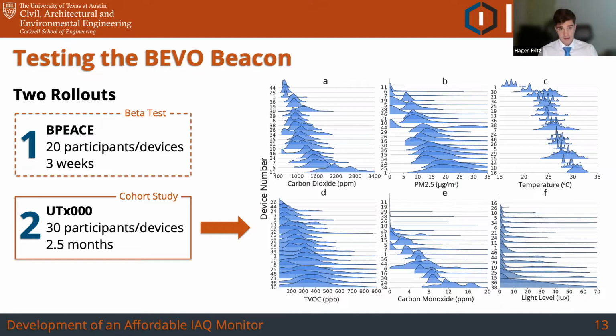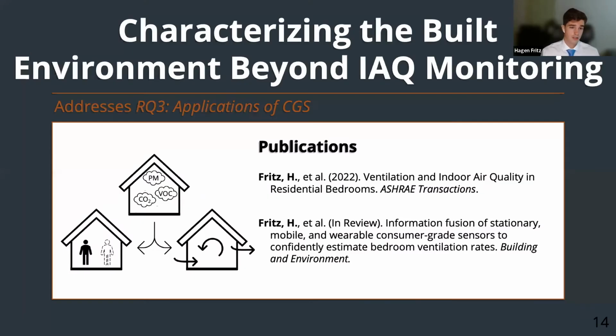So now that we have these measurements, we can start to do a little bit more unique analysis, like I said, by doing things like occupancy detection and estimating ventilation rates, rather than just showing the results like I did. Most studies tend to stop at that last figure and say, hey, we built this device, we deployed it, and that's it. So we wanted to go a step further and start to characterize the indoor environment beyond just monitoring indoor air quality.